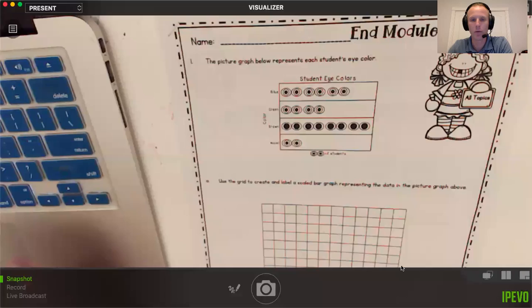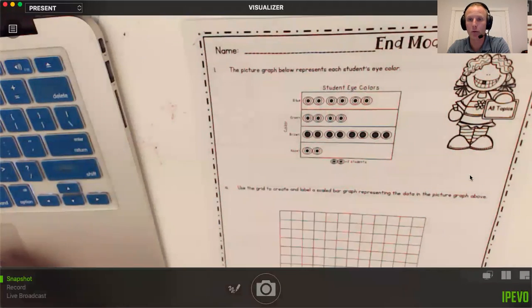So we have a packet here, similar to the one that you will do independently, but slightly different. And it's going to look very similar to the end of module assessment as well. So this is a good chance to go over everything that we've learned this module and have a chance to practice with some sample problems. Let's take a look at what we have here.